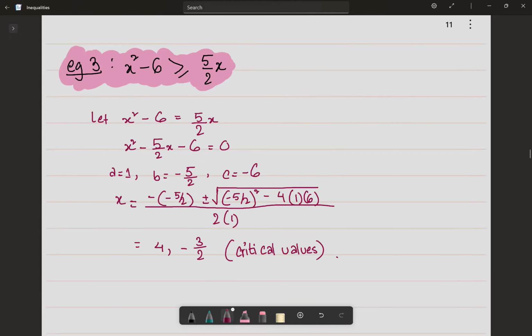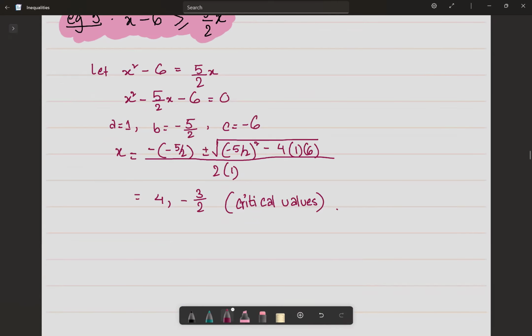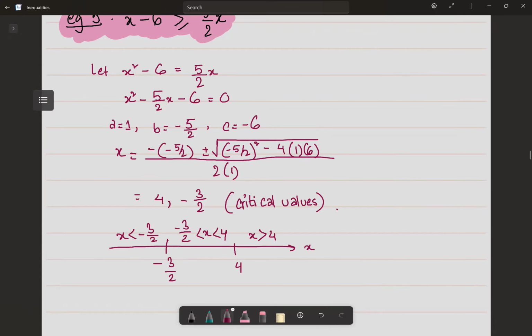Then what do I do? I will divide the region using my number line. I have drawn the number line, and I know these two values divide my number line into parts. I have negative 3 over 2 in here and 4 over here. On the left side of minus 3 by 2, I will have x less than minus 3 by 2. In between these two, I will have minus 3 by 2 less than x less than 4. And on the right side of 4, I will have x more than 4.